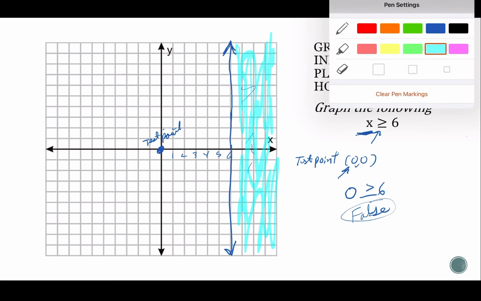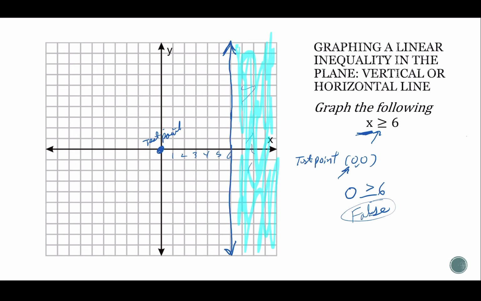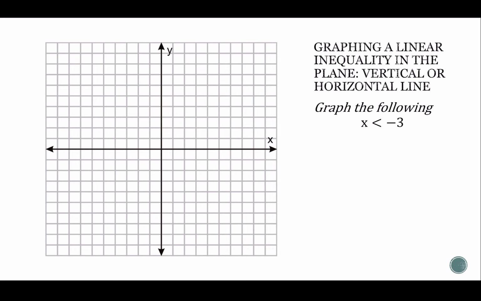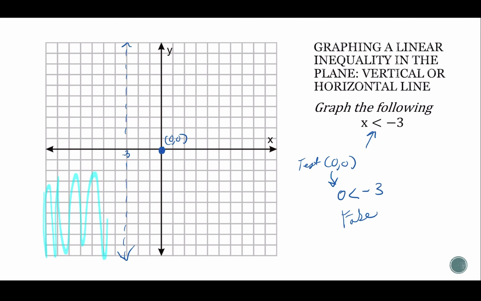Let's do another example. Next I have x is less than -3. So I go to -3, and because it's less than and not less than or equal to, that means -3 is not part of my solution, so I'm going to do a dashed line. Less than -3, I think we'd know we'd want to shade to the left, but let's do a test point just in case. My test point is 0, 0. I have 0 is less than -3, because that's my x. This is false, right? So that means this point right here is not in my solution, so I would go ahead and shade to the left.